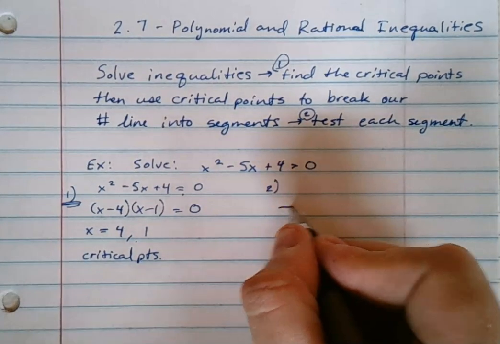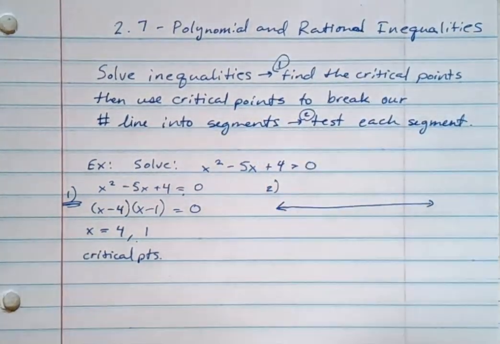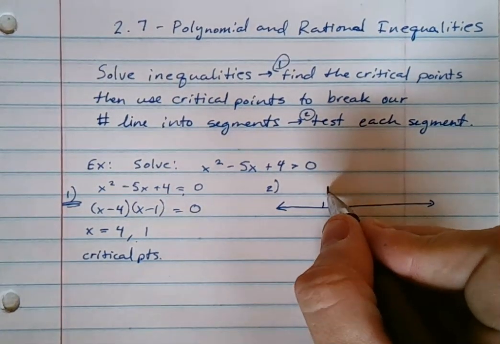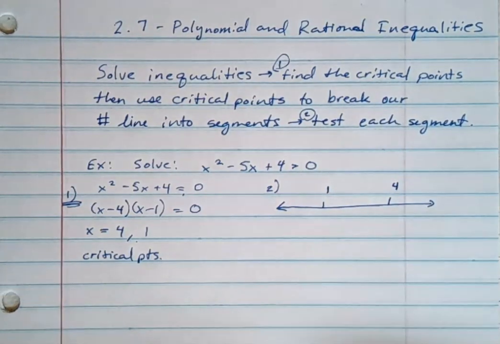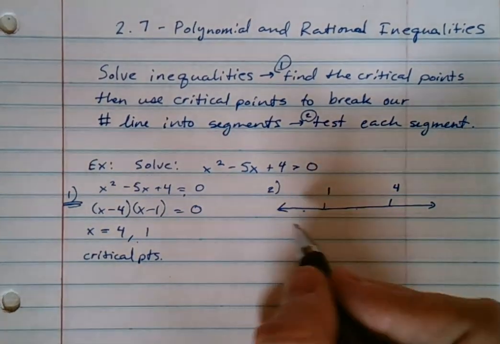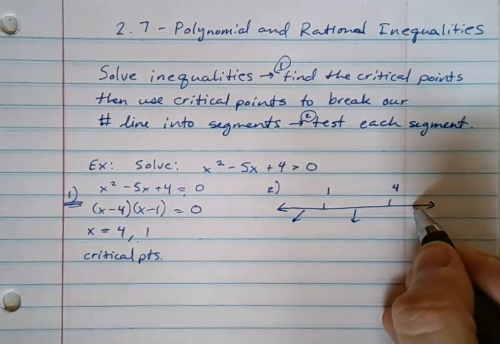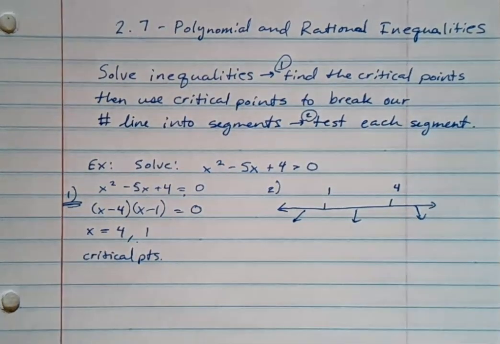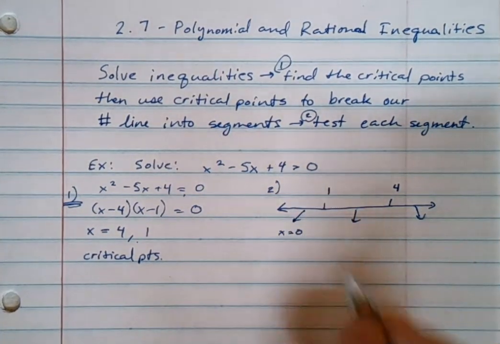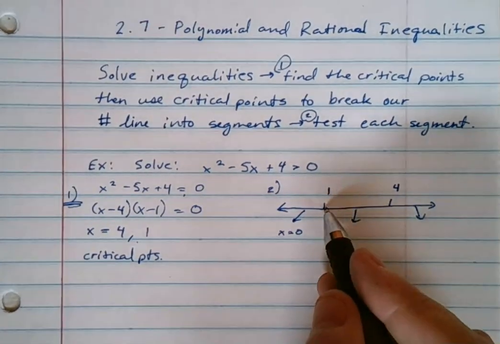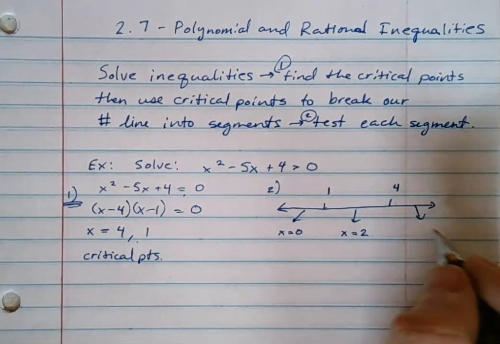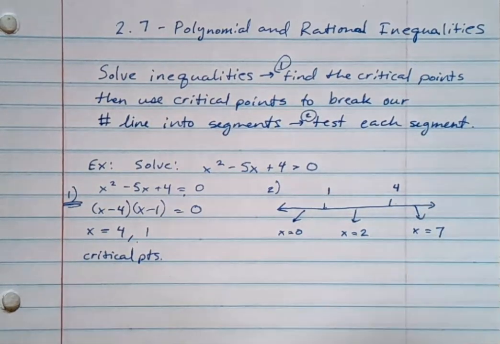So we're going to draw a number line. And on this number line, I'm going to put these two critical points, 1 and 4. You see this breaks our number line into 3 segments. You're going to pick a number from each segment and plug it in. Pick a number less than 1, I'm going to pick 0. Pick a number between 1 and 4, I'm going to pick 2. And pick a number greater than 4, I'm going to pick 7.